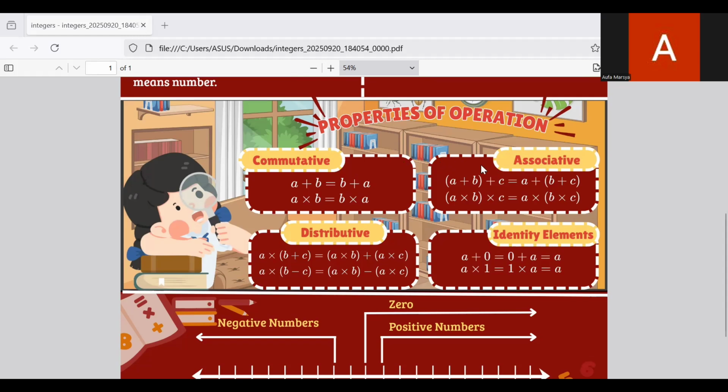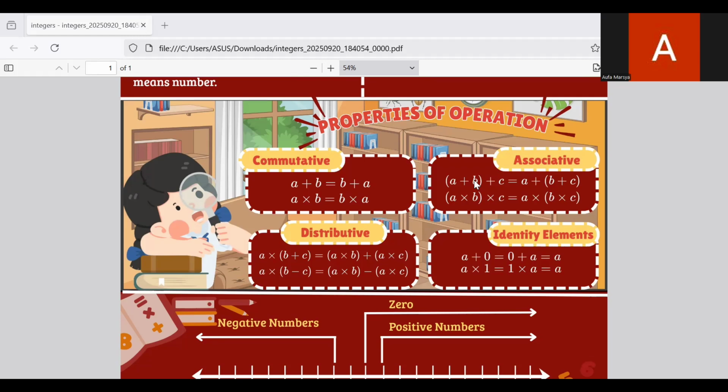Second, associative. A plus B in brackets plus C equals A plus B plus C in brackets, and A times B in brackets times C equals A times B times C in brackets. In this property, there is a grouping of addition and multiplication operations, so we can work from anywhere. It will not affect the result later.